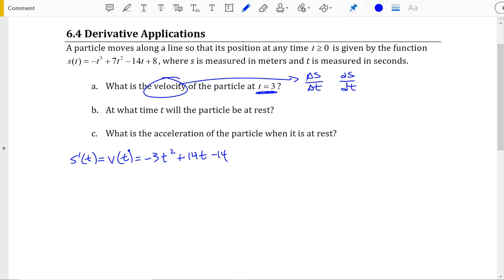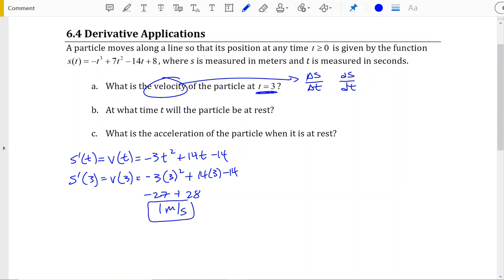If we want to know the velocity when t is equal to 3, we're just calculating s prime of 3, or velocity at time equals 3, which gives us negative 9, 3 squared plus 14 times 3 minus 14. Calculating that fairly quickly is negative 27 plus 28, or 1 meter per second, given the units we were told in the problem.